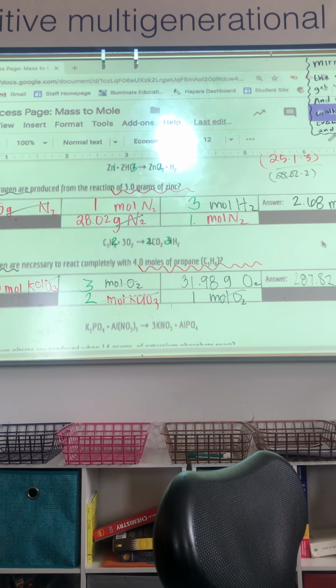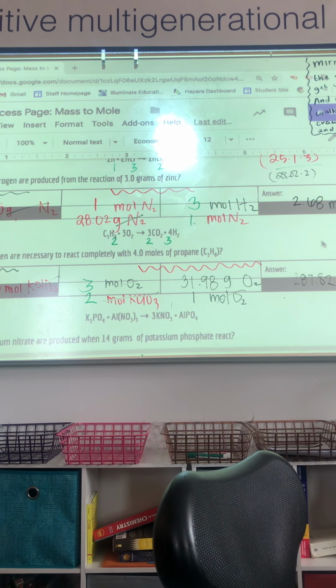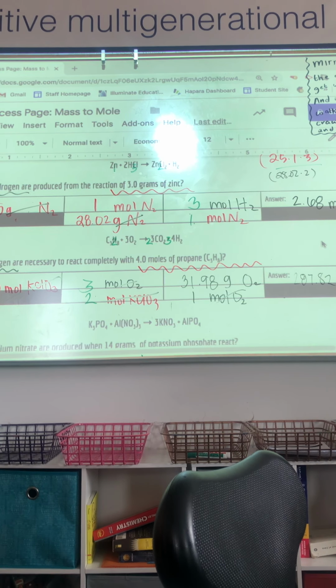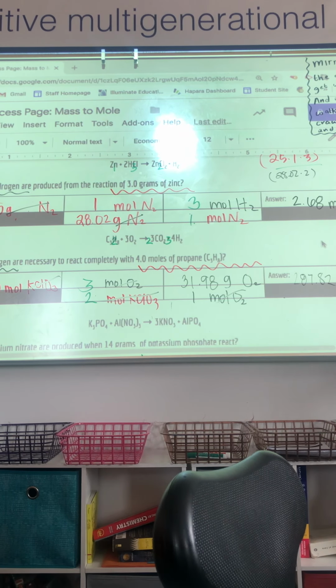Wait, what's the answer? Hold on, it's not getting erased. 287.82. My bad, I thought I was going to move with the thing. I wrote it on the board. Yeah, for a second I thought. It's okay. I do that too.